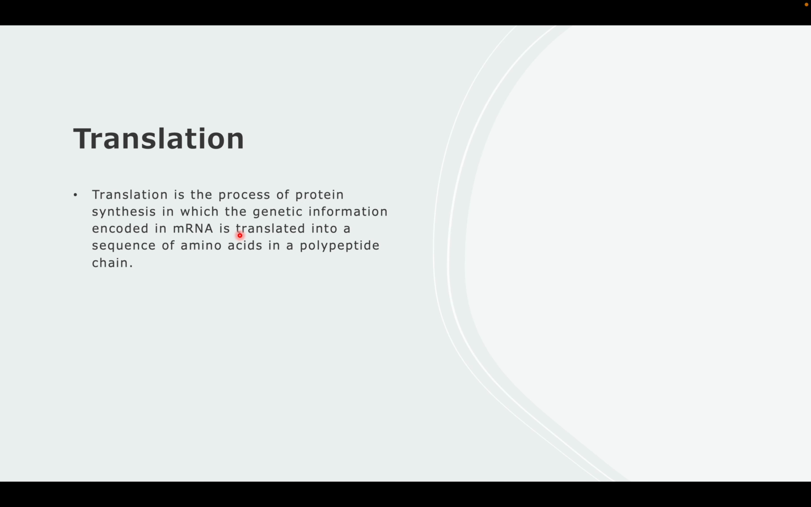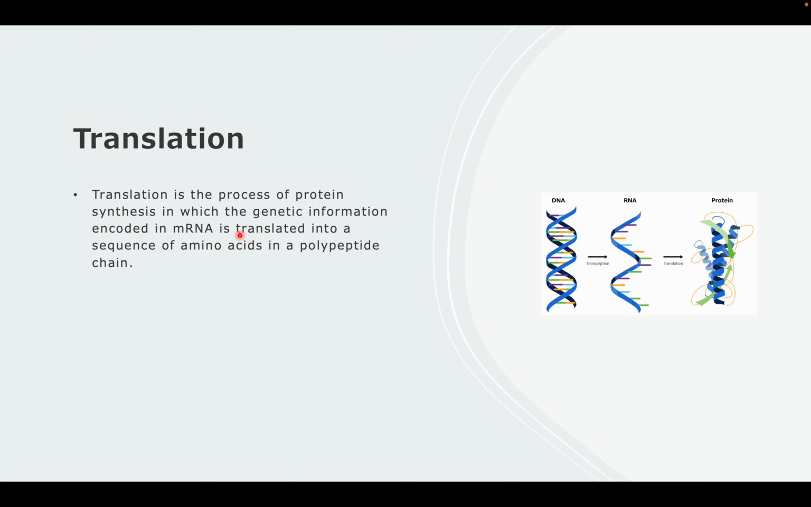So what is translation? It is the process of protein synthesis in which the mRNA gets translated to a protein, which is a sequence of amino acids. Here you can see that from DNA to RNA, this process is called transcription, and from RNA to protein, it's called translation, in which the protein polypeptides are formed.